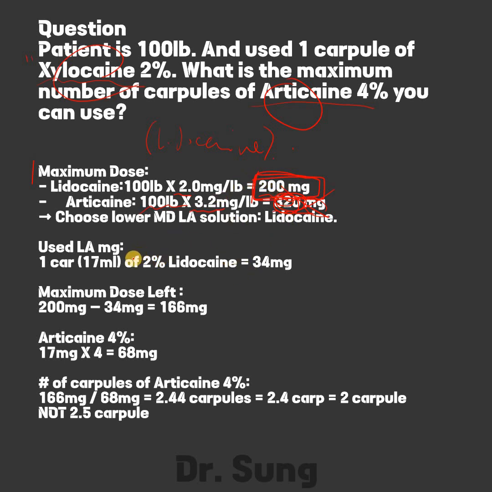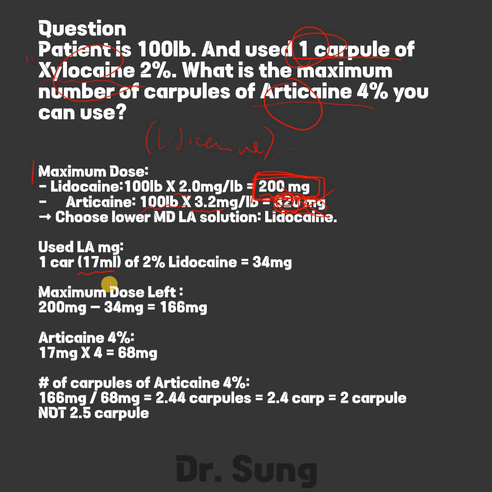So we chose maximum dose, and let's calculate how much we have given the patient already, okay? So here the statement says that we have given one carpule of the xylocaine, which is the lidocaine, 2%. So in part 1, we dealt that one carpule is 1.7 milliliter, but some carpules have 1.8 milliliter. So it depends on what brand of carpule you use, and it is also given to you in the exam. So let's say in this question, we are given that one carpule is 1.7 milliliter.